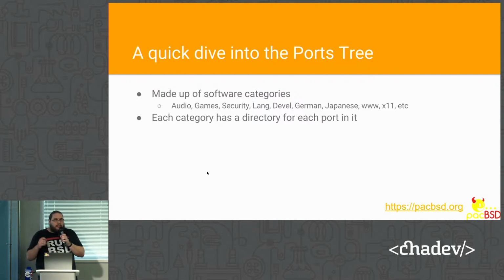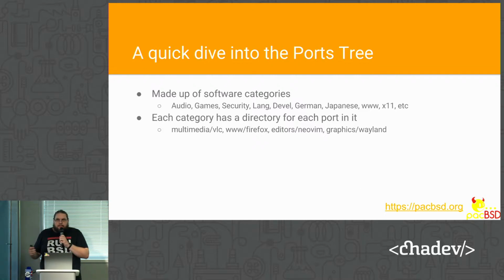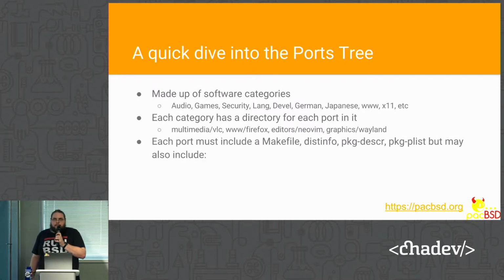Like the ABS, each category has a directory for each port. So inside multimedia, there'll be like VLC, Firefox is under www, Neovim is under editors, or Wayland is under graphics. Each port must include a Makefile, and then there's also the distinfo file, which includes various information. So this is where they stick the upstream URL and basic description about the program.